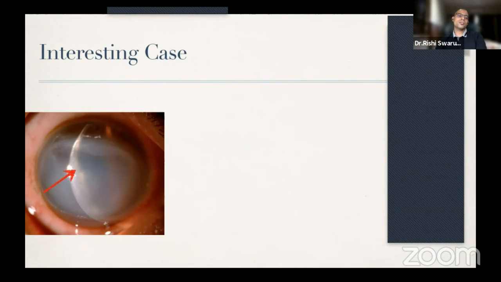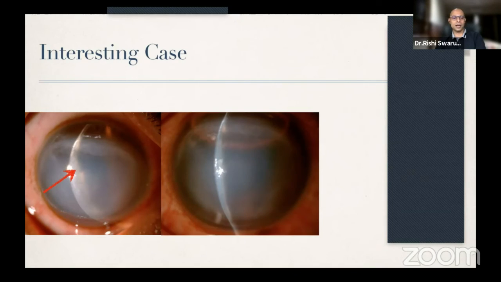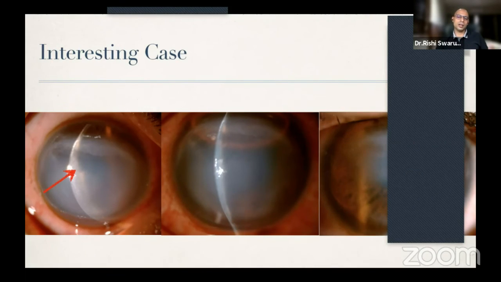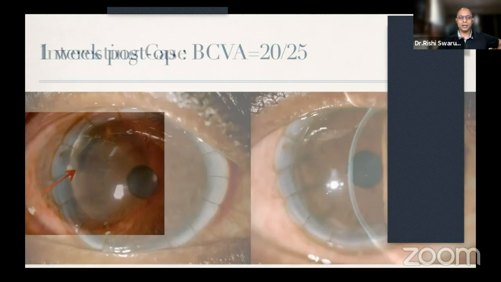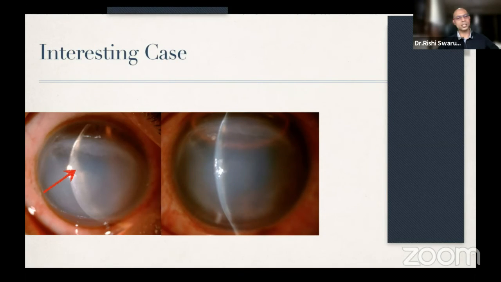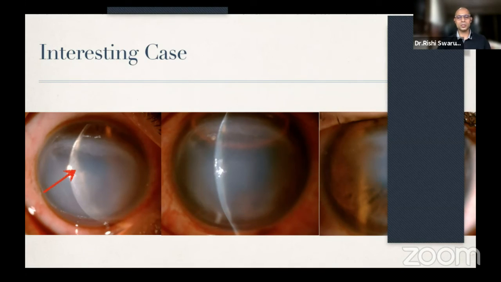This is another very interesting case. Patient came with a large hydrops kind of a picture involving the central and the inferior cornea. So my clinical impression was that this patient probably had a peripheral ectasia, which has then resulted in a hydrops, which also involved the central cornea. And we did an intracameral C3F8 injection in this particular eye to help reduce the hydrops.